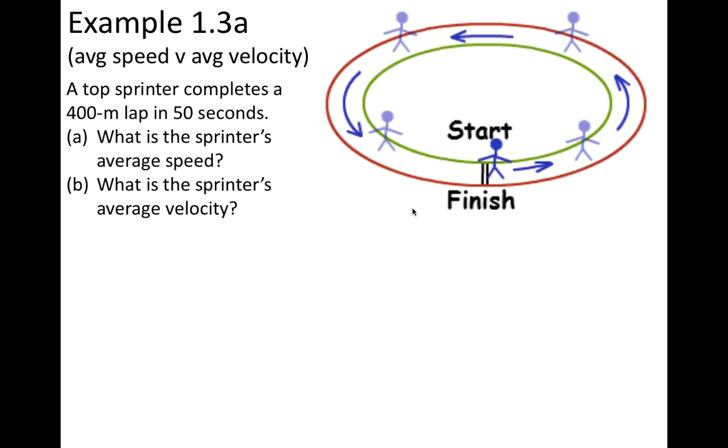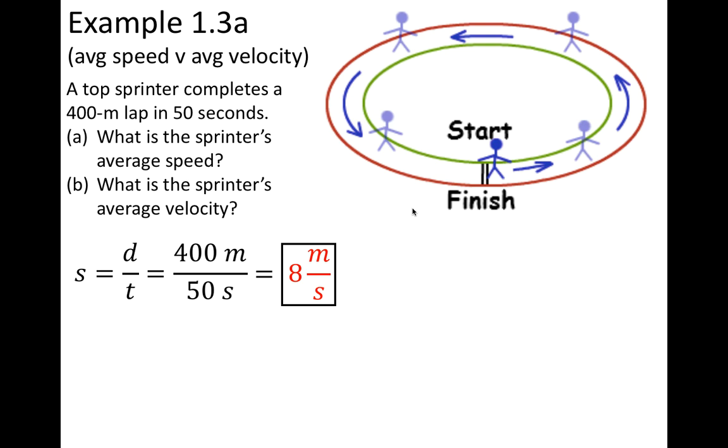Hopefully, this example is going to demonstrate the difference between average speed and average velocity. In this example, we're going to look at the motion of a top sprinter who completes a 400-meter lap in 50 seconds. Part A asks, what is the sprinter's average speed? So we can use the equation for average speed, distance over time, plug in the 400 meters for distance and 50 seconds for time, and 400 over 50 is 8 meters per second for the speed.